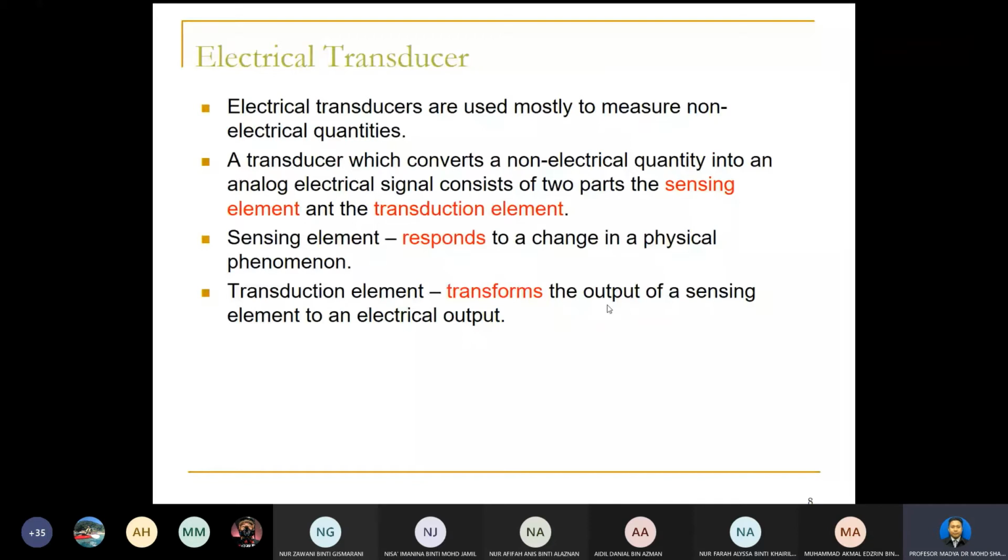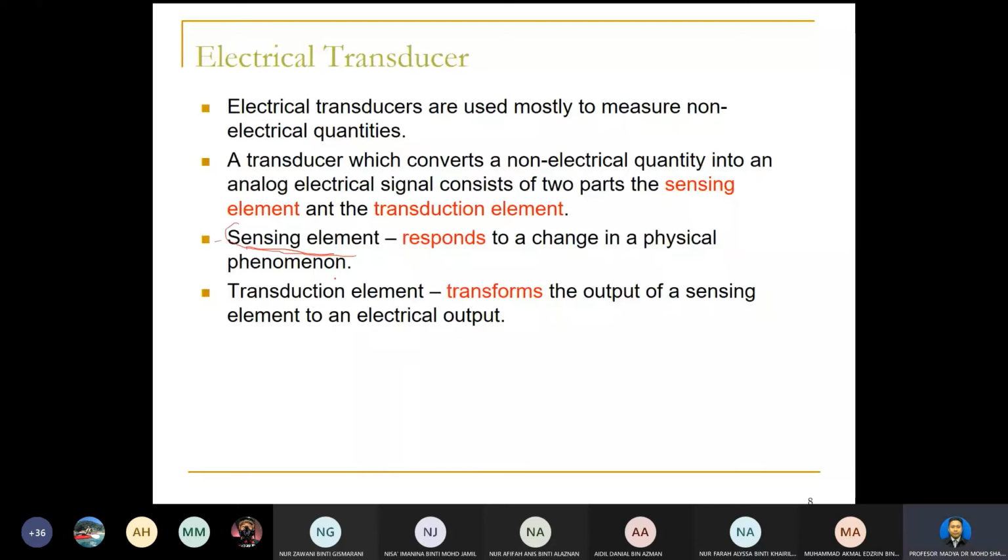So the sensor, or sometimes we call it the transducer, has two elements, two parts. First, the sensing element. This sensing element responds to change in the physical phenomenon, and then the transduction element transforms the output of the sensing element to electrical output. So our sensor only has the sensing element.